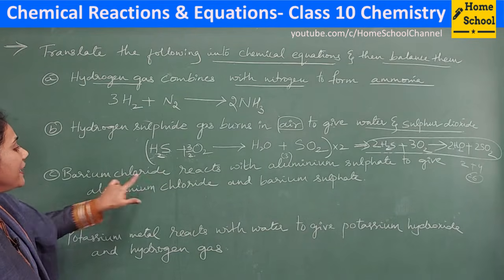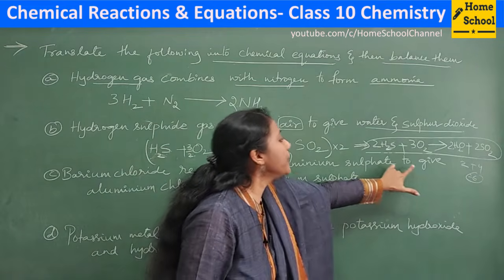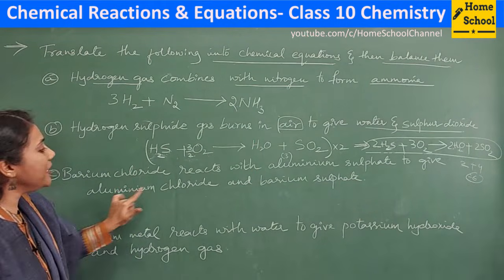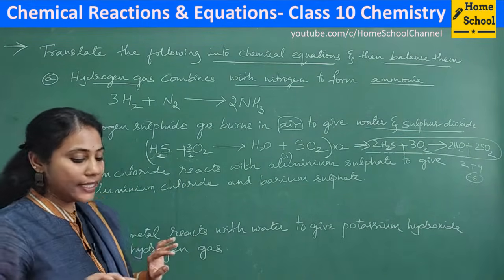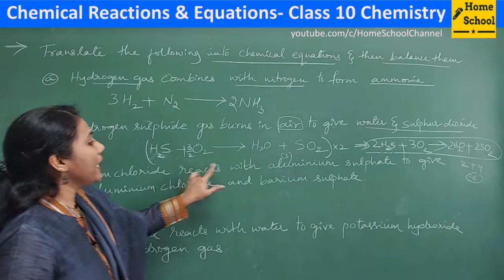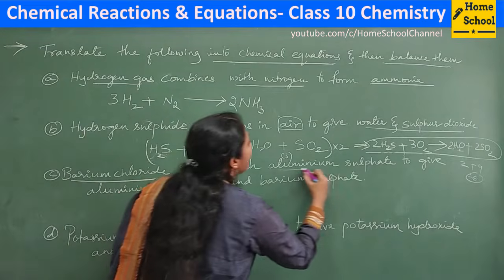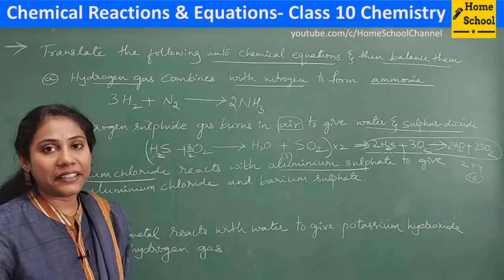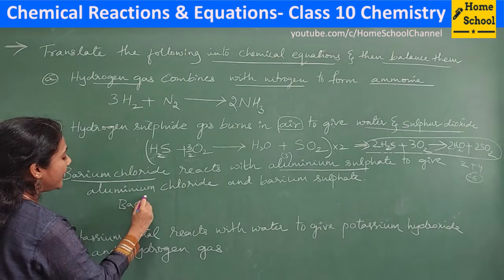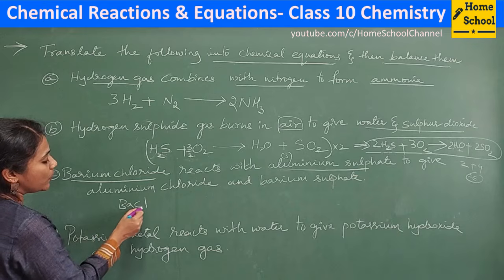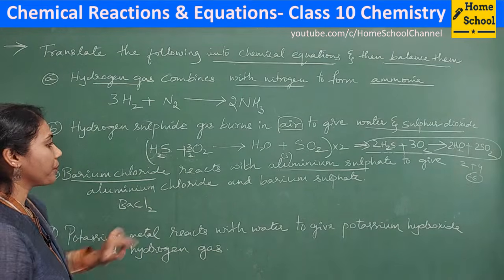Read carefully. Barium chloride reacts with aluminium sulfate to give aluminium chloride and barium sulfate. So which are the reactants and which are the products here? Barium chloride reacting with aluminium sulfate, so barium chloride and aluminium sulfate are the reactants. What is the formula of barium chloride? Barium is Ba, chloride means Cl, barium valency 2, chlorine valency 1. So barium chloride formula is BaCl2.